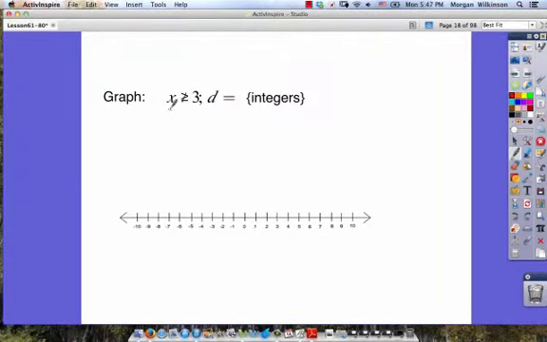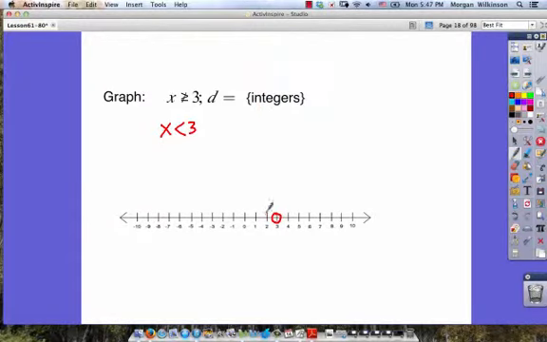Let's graph x is not greater than or equal to 3, and our domain is only integers. If x is not greater than or equal to 3, that must mean x is less than 3. So if x is less than 3, we're going to have an open circle. But this time we're only looking at integers. That's our domain, the answers possible. Integers are just whole numbers and their opposites. So there can't be anything between the whole numbers and their opposites in our answers.